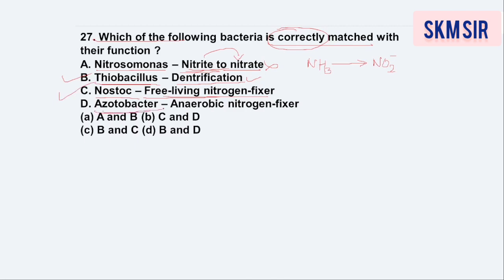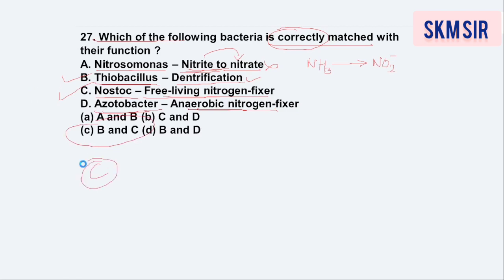And Azotobacter is an anaerobic nitrogen fixer. So it is wrong, because Azotobacter is not anaerobic. Okay, so we have only two of these statements as correct, that is B and C, which is present in option number C. So we ultimately mark option number C as the correct one.